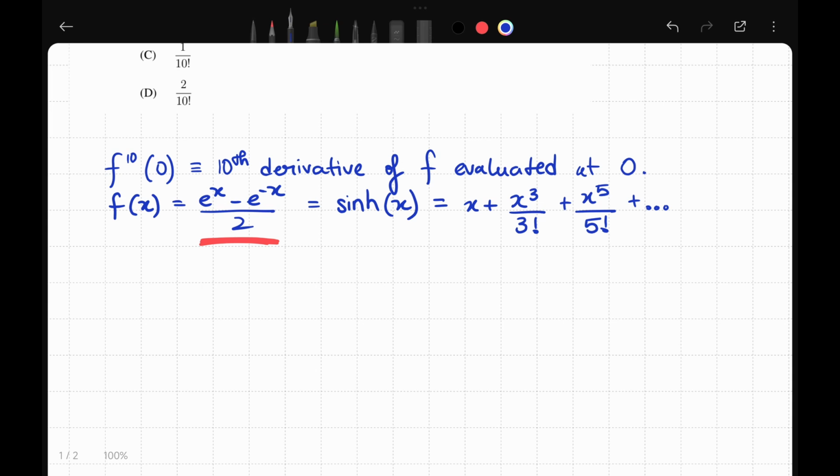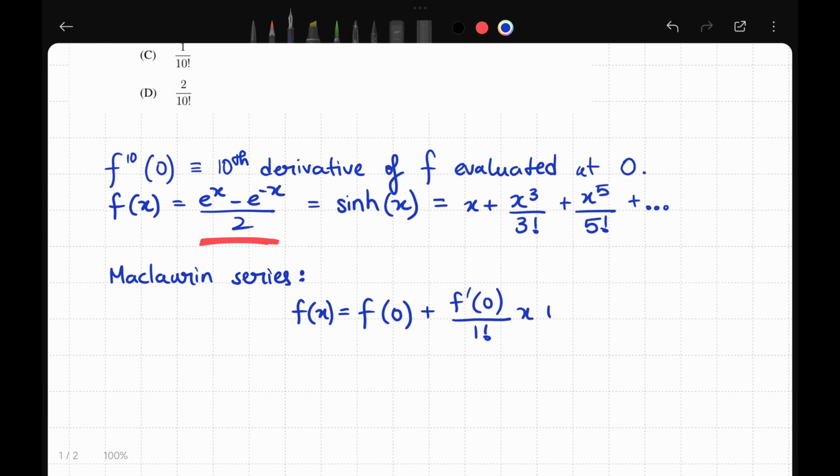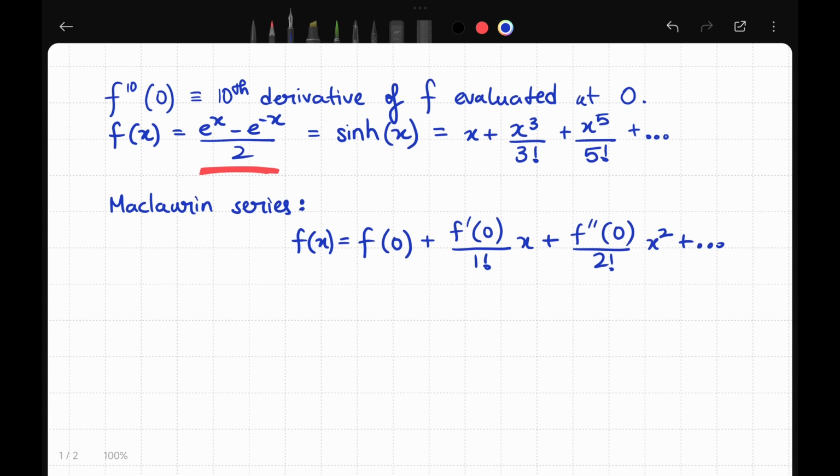Now we will go to the Maclaurin series. The Taylor theorem or Maclaurin's series, which is basically the Taylor series about x equals a equals 0, is given as f of x equals f of 0 plus f dash of 0 divided by 1 factorial times x plus f double dash of 0 divided by 2 factorial times x square and so on. So this is the Maclaurin series expansion.